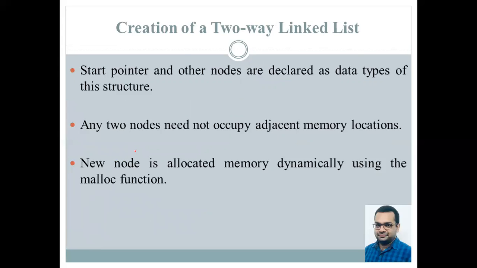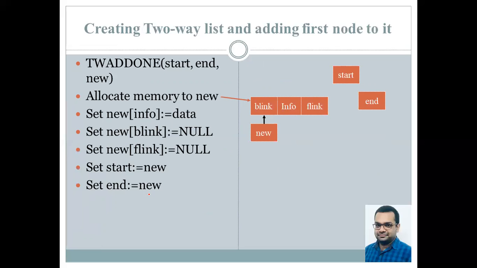Now, as in the case of the one-way and the circular linked list, the start pointer and other nodes are declared as data types of this structure. Any two nodes need not occupy adjacent memory allocations, and a new node is always allocated memory dynamically using the malloc function. So let us have a look at an algorithm, which we have called two-way add one, that is, adding a node to an already empty two-way linked list. Let's see how this algorithm works.